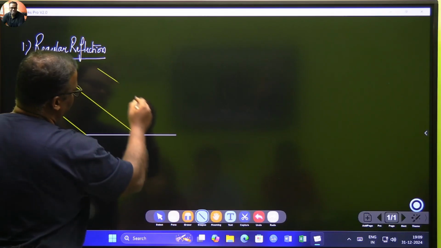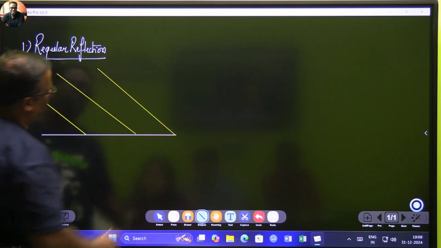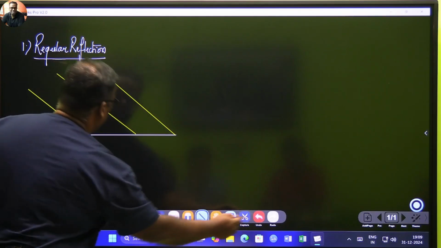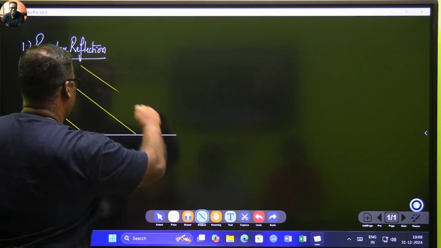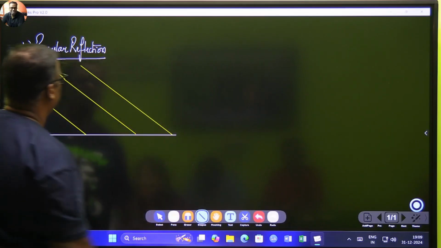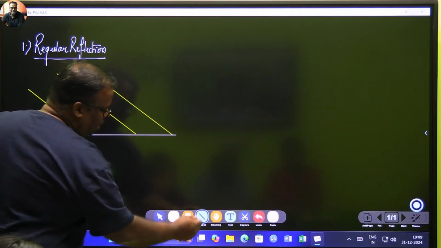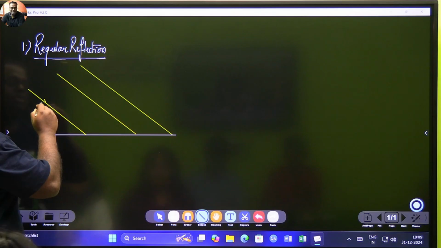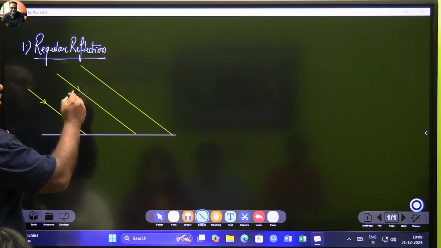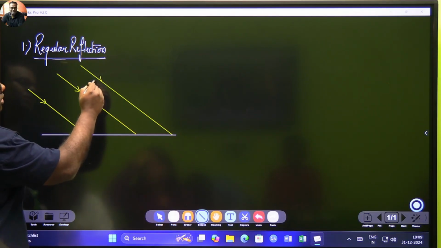Ray number 2 and ray number 3. Are they parallel? They're not parallel. So this one and say this one. 3 rays. Okay. And now let's apply our law of reflection. So this is my first incident ray. This is my second incident ray. And this is my third incident ray.